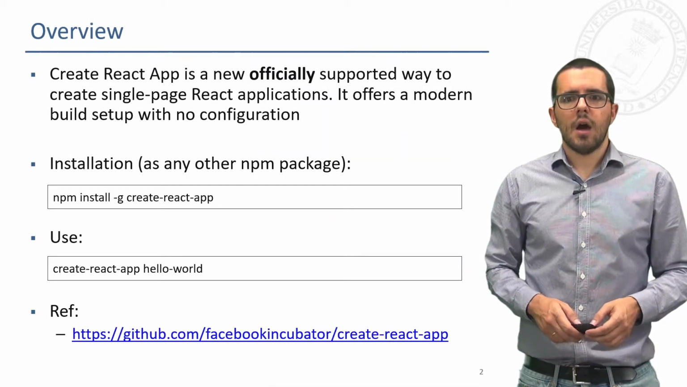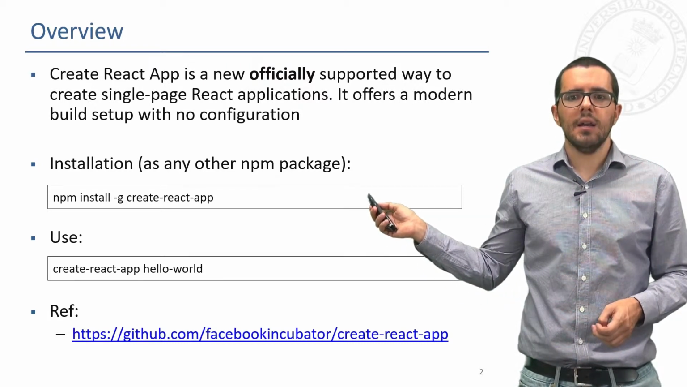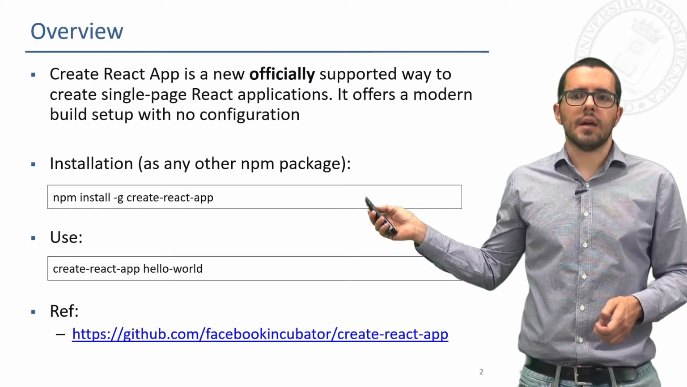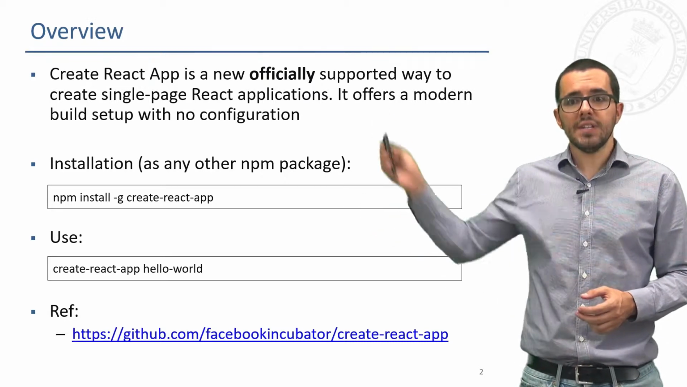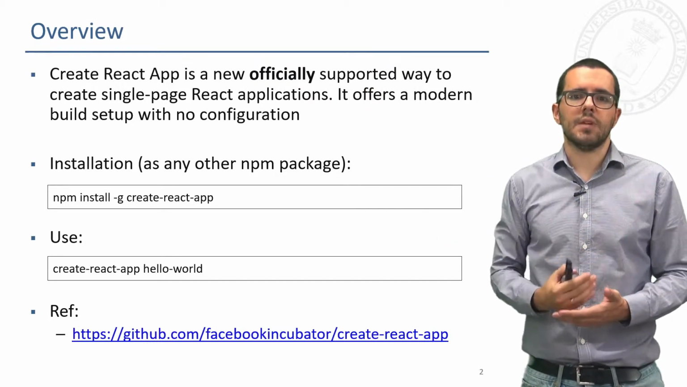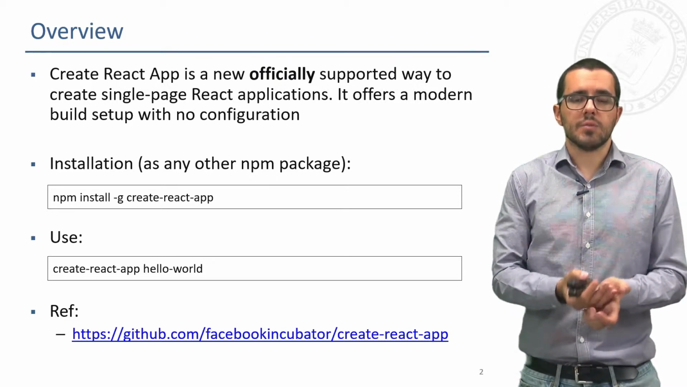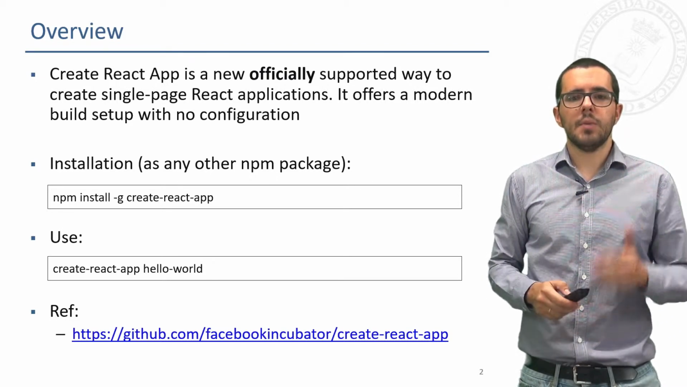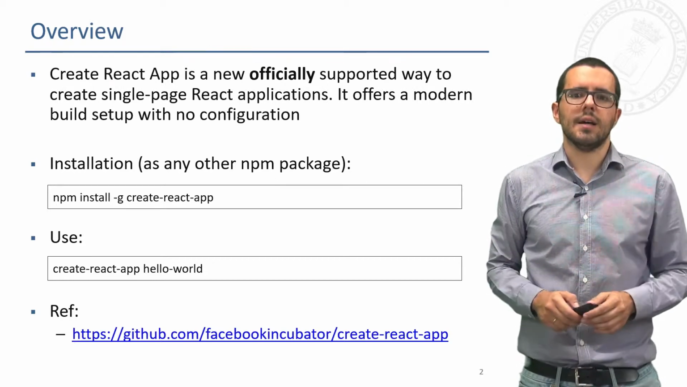Let's see it. How do we install it? With this command here, npm install -g create-react-app. So it's an npm package that is officially supported by Facebook to create the first skeleton, the first scaffold of our application, a working application to start from something. Okay, it's very useful. We are going to see the different pieces that it has.